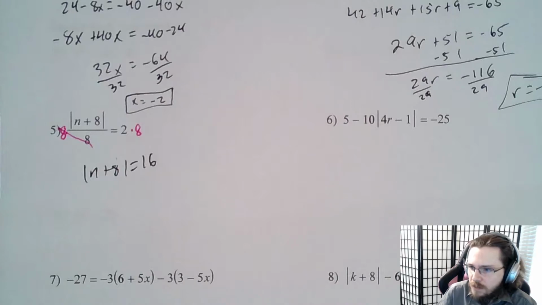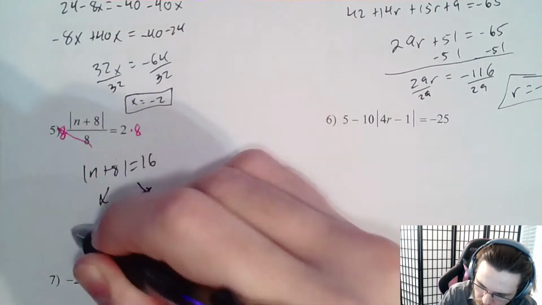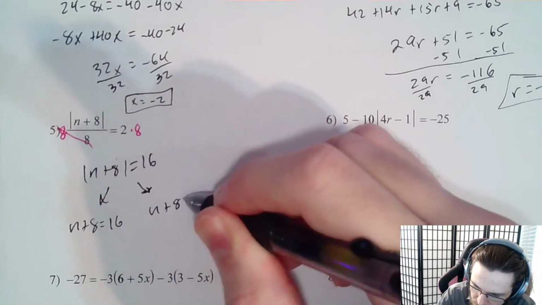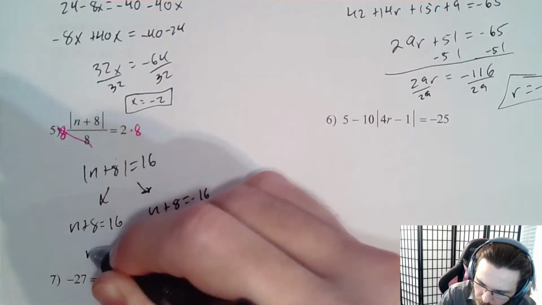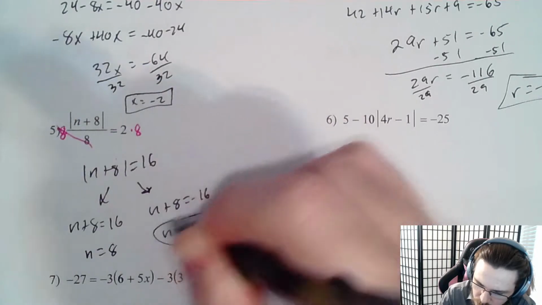To solve absolute value equations, we split into 2. So we got n plus 8 equals 16, and n plus 8 equals negative 16. Subtracting 8 on both sides gives us 8 and negative 24.